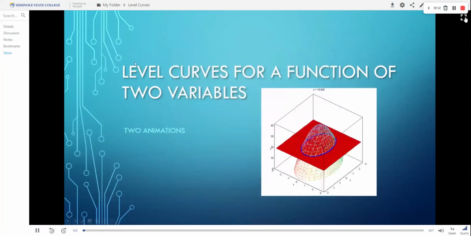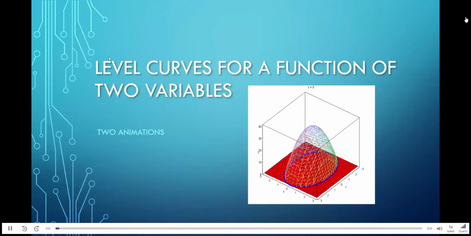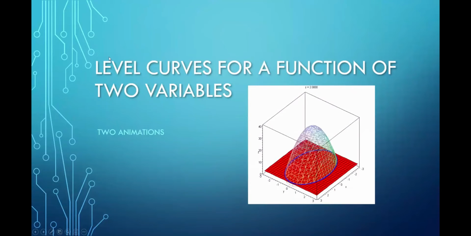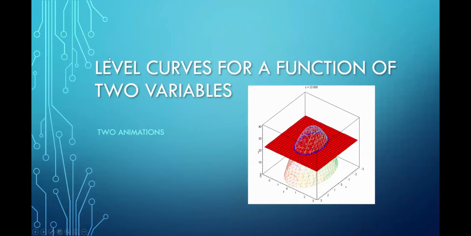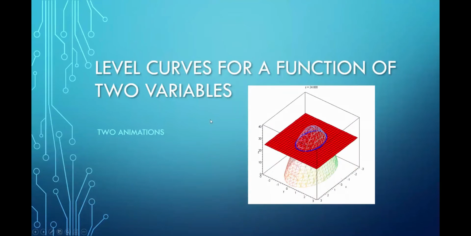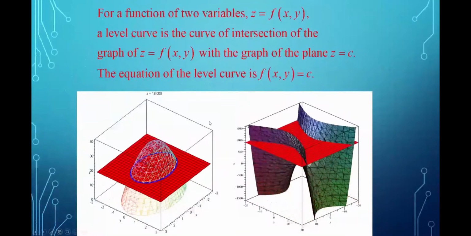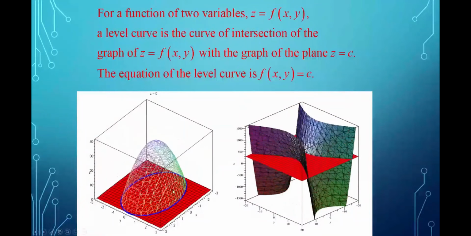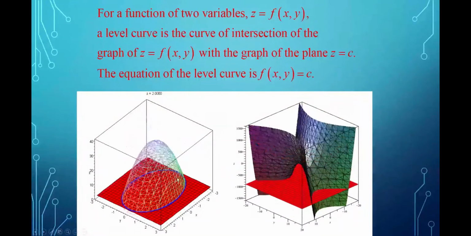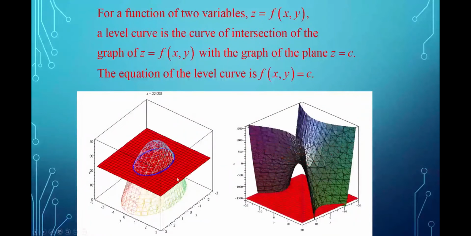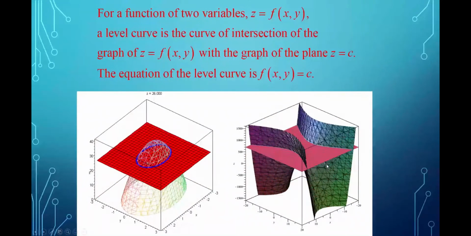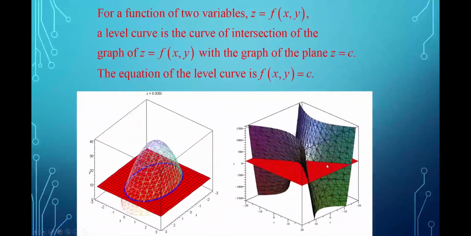Well, in this video, I'd like to take a little look at level curves for a function of two variables. A picture on the screen is an elliptic paraboloid and some of its level curves. Here are the two animations that I'm going to look at. One of them is for what was pictured on the cover screen, the elliptic paraboloid, and then over here we've got a hyperbolic paraboloid. Both of them with level curves being animated.